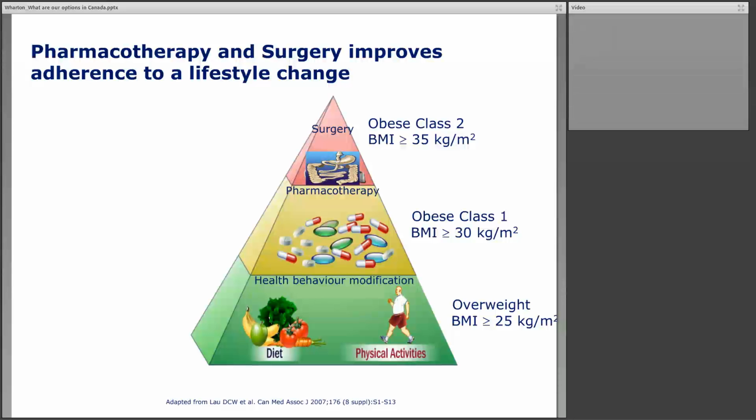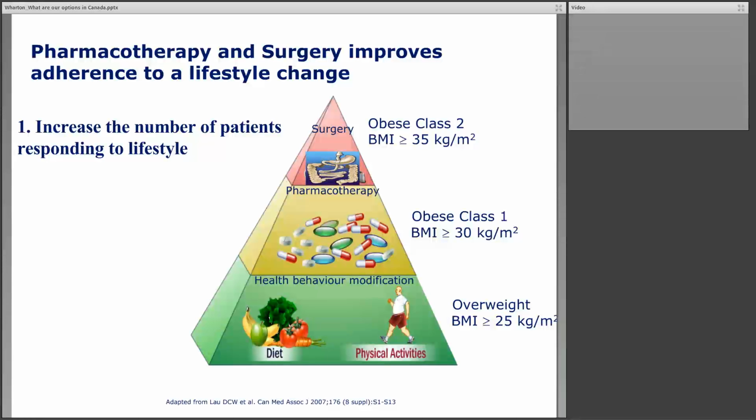And this slide is important because it tells us that both pharmacotherapy and surgery improve the adherence to lifestyle changes. So just because we have surgery and medications, we're not stopping or tossing out the aspect of working hard to increase your activity to make better food choices. So we all know that lifestyle modification is still at the core of treatment, and the medications are only going to help you to stay on track better. So we know that the medication and surgery help to increase the number of patients responding to lifestyle. If there were only 3 patients out of 100 responding to lifestyle, maybe with the medication we will get 15, 20 patients. It increases the magnitude of the response.